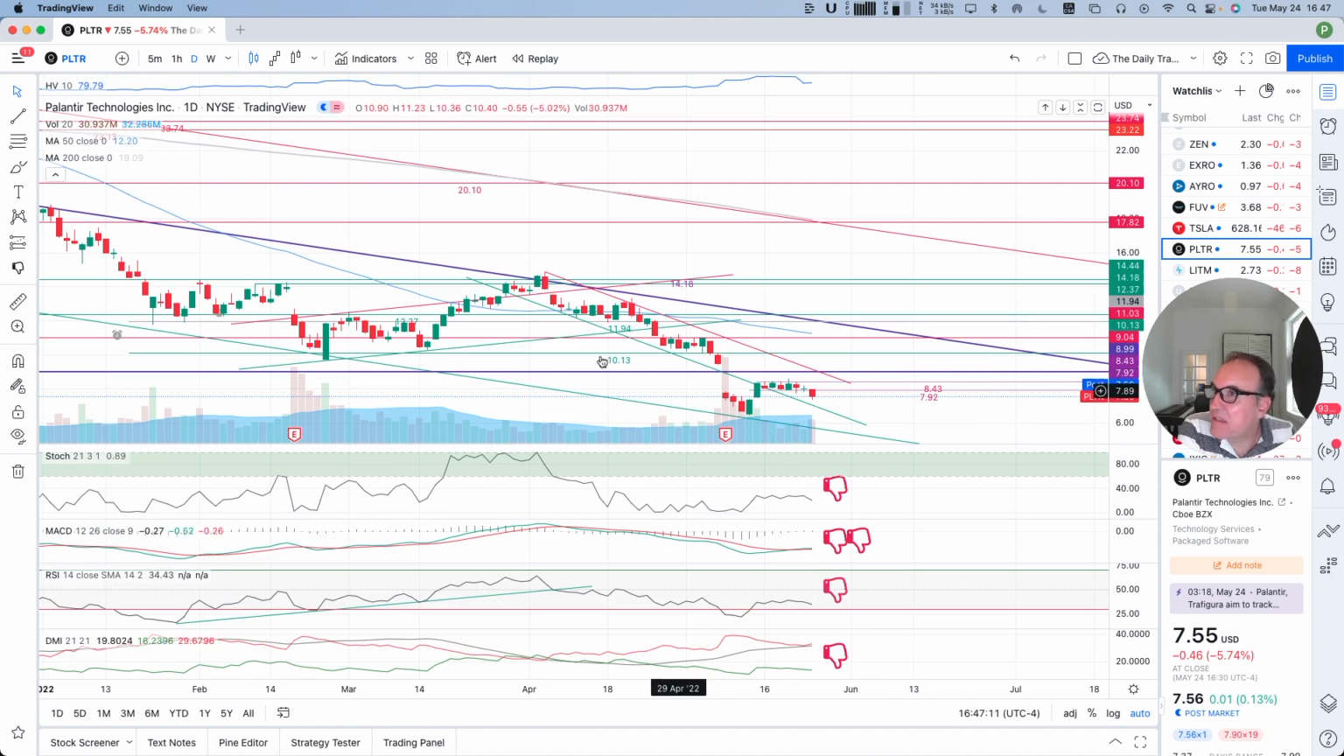Still inside this downward channel right here, still inside of it. So at some point it could be bouncing on it. Maybe 6.94, we could be bouncing on this. In terms of indicators, everything is in the tank.